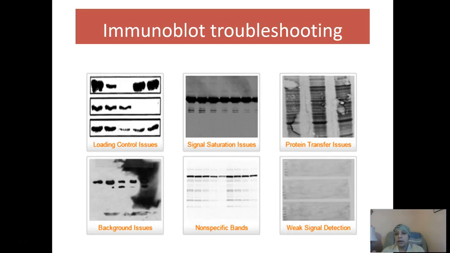Finally, let's talk about some troubleshooting. Obviously, the biggest one would be background issues or loading control issues, right? So you want to make sure your proteins are very well equalized initially. You can even run a gel to check that first before you go through all the trouble of transfer and everything. Background issues could be from buffers that have been reused too many times, not made appropriately, or could be because they didn't block appropriately. Maybe you didn't put enough volume of the blocking buffer in your sample.